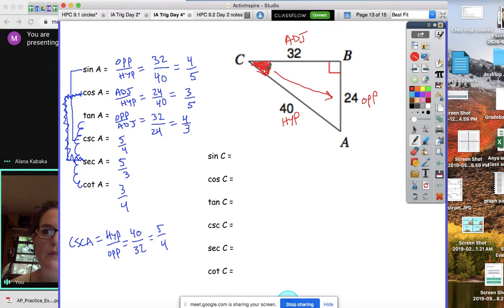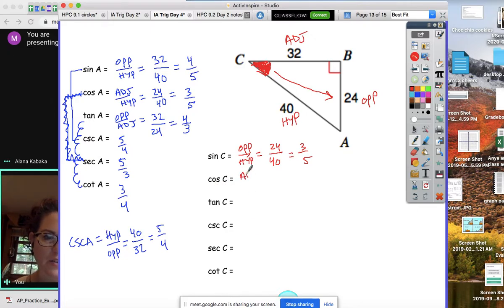So that's what I do, whatever angle I'm told, I look for the side opposite of it, label that. The hypotenuse is always across from the right angle. I label that, and then the leftover side, that's the adjacent side. So now if we do sine of C, sine again is opposite over hypotenuse, but this time the opposite side is 24. The hypotenuse is still 40. So this reduces down to 3/5. So do you see how sine of C is not the same as sine of A? Sine of A was 4/5. Sine of C is 3/5. So you're going to get different answers depending on what angle you're looking from.